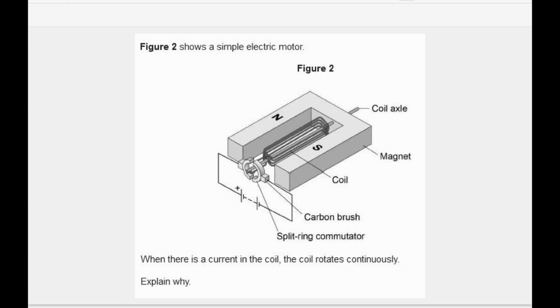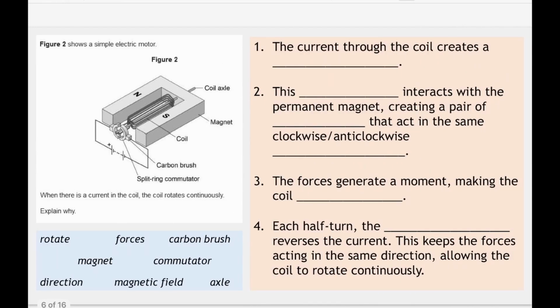In this 5-mark question, a simple electric motor is shown, and we've been asked why the coil rotates continuously when a current flows through it. If you would like to attempt this problem yourself, please pause the video now. And if you would like further help, here is a writing frame that you can fill in with words in this box.